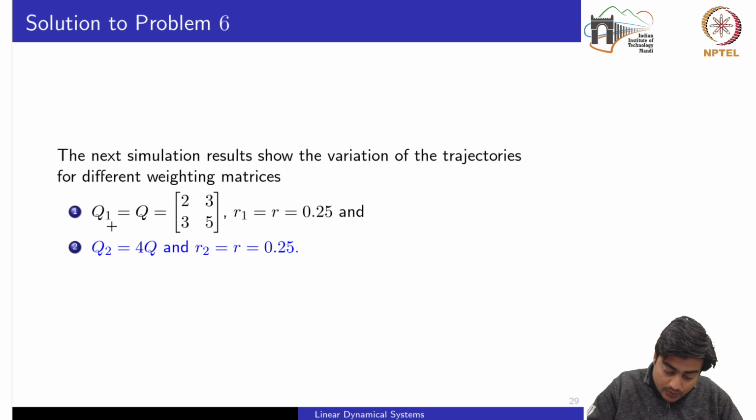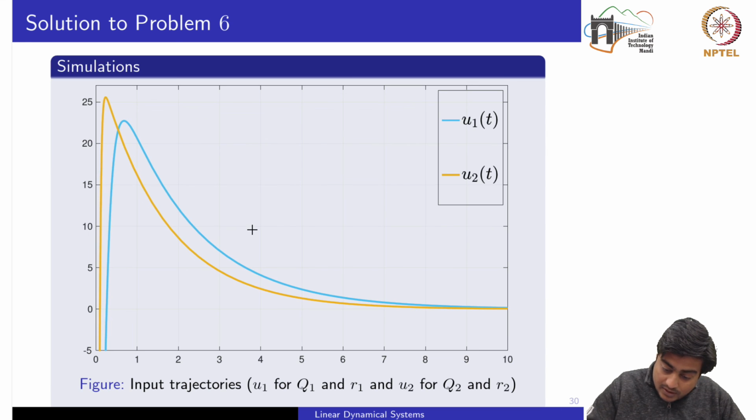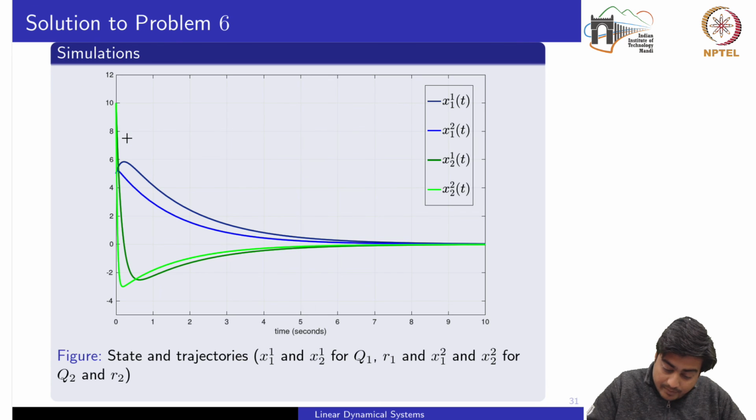Okay, so by putting these Q1, Q2, R1, R2, we simulated the scenario, and this blue signal is the U1 and this orange signal is U2. So as we have predicted, U2 is more aggressive, because the state trajectories need to reach 0 as fast as possible. Okay, and the same behavior we would expect in the state trajectories: this is the first state trajectory of case 1, and this is the first state trajectory of case 2. So this reaches 0 faster than the first case. Similarly, the second state trajectory.